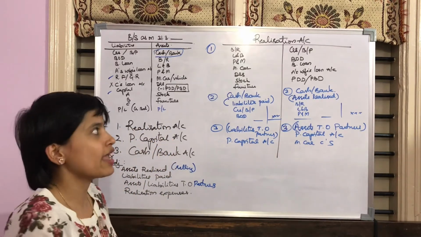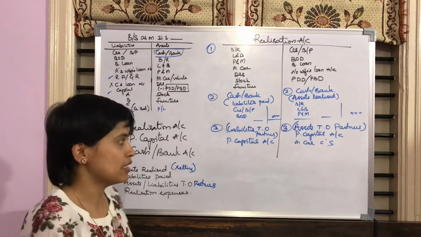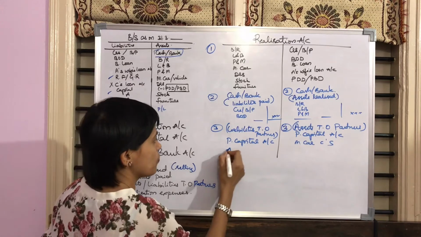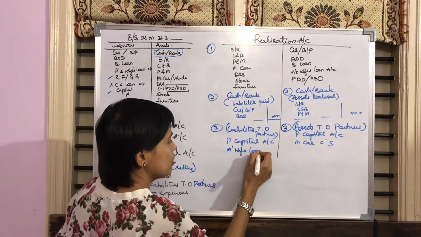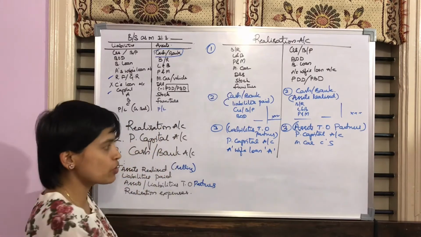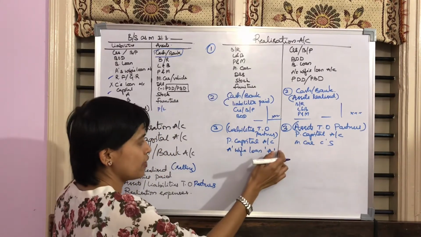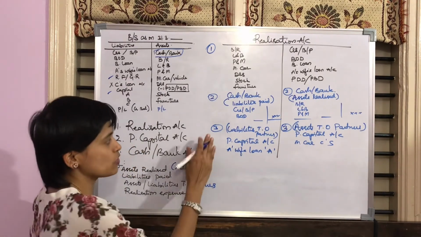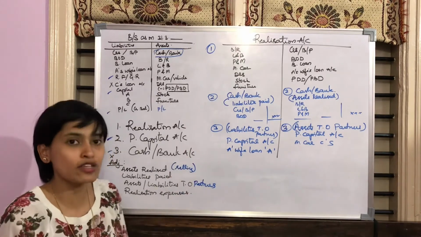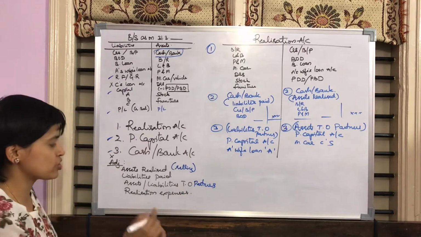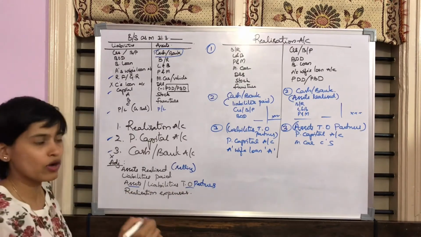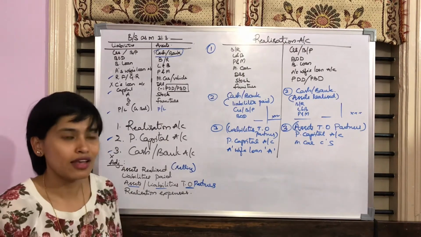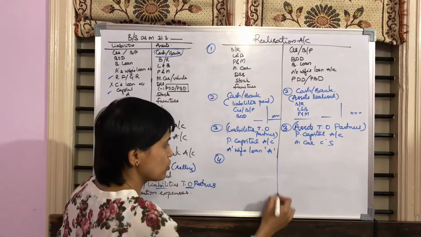So maybe let's say A is taking over the liability. A's wife's loan is taken over by A itself. So how are you going to write it? A's capital account, in bracket, A's wife's loan taken over. So this is with respect to point number 3. This will arise only if, in the question, they give that an asset is being taken over or a liability is being taken over.